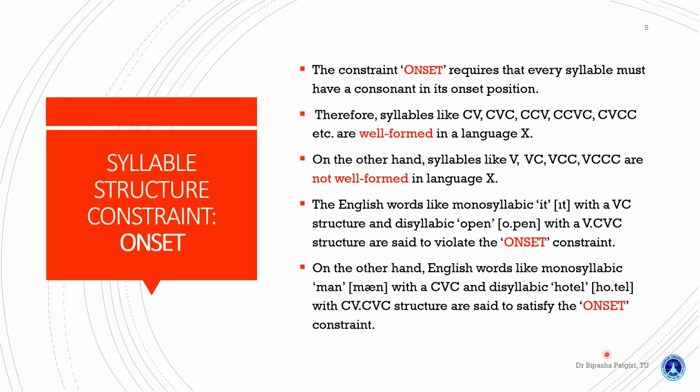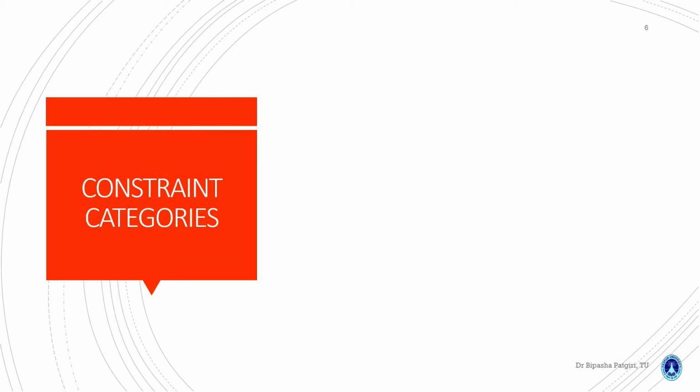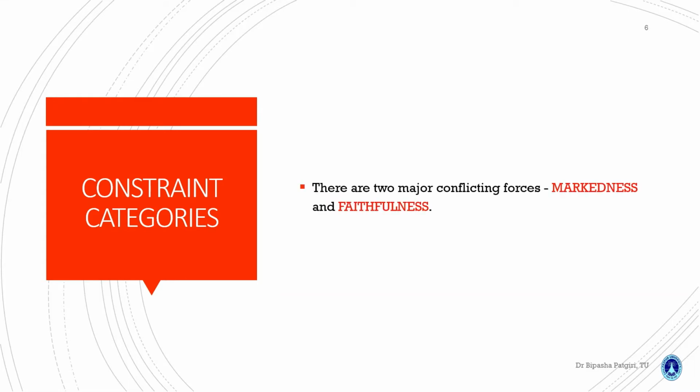On the other hand, English words like monosyllabic man with a CVC and disyllabic hotel with a CV.CVC structure are said to satisfy the ONSET constraint. This is important. Please take a note and try to understand. We are now moving into the constraint categories, the two types of categories that are markedness and faithfulness. These are two major conflicting forces within OT grammar.